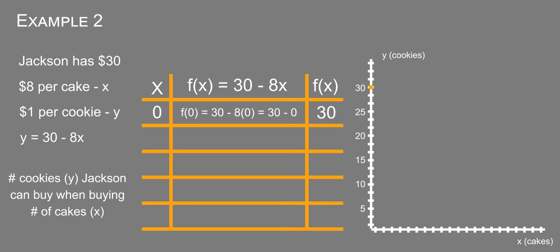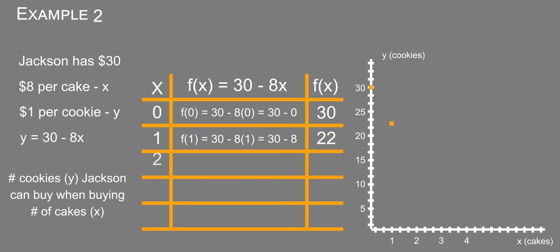All right, now with the next one, what if he buys 1 cake? F of 1 equals 30 minus 8 times 1, which equals 30 minus 8, which is going to be 22. So if he purchases, we'll make 1, 2, 3, 4. We'll make each one of these represent 1 cake that he purchases. So if he purchases 1 cake, he can purchase 22 cookies, which is going to be right about here.